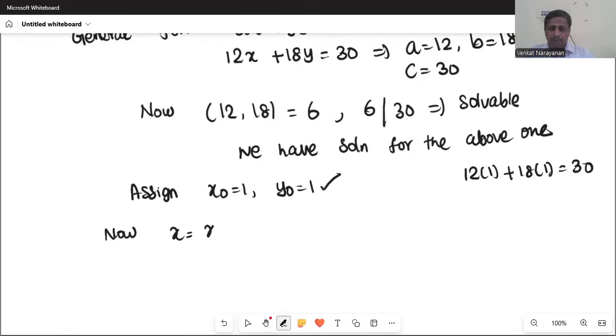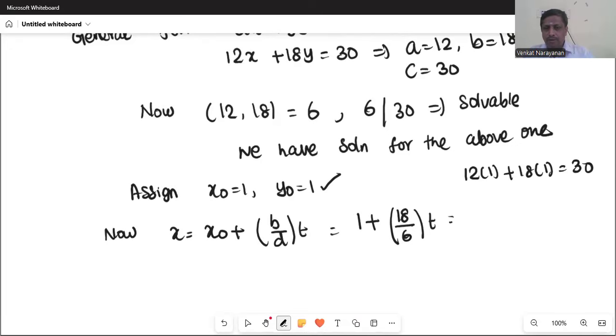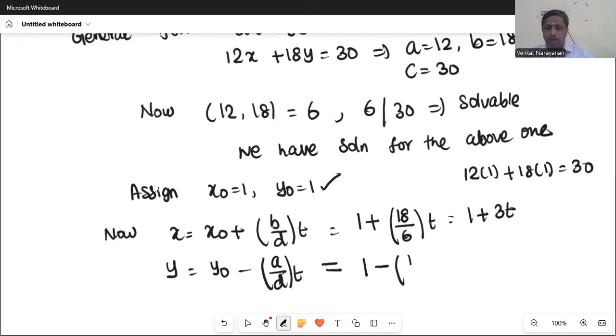Now, x can be written as x naught plus b by d into t. That is, x naught is 1 plus b, which is 18, divided by d, which is 6, times t. That is 1 plus 3t. And y is y naught minus a by d into t. That is, y is 1 minus a, which is 12 by 6, times t. That is 1 minus 2t.